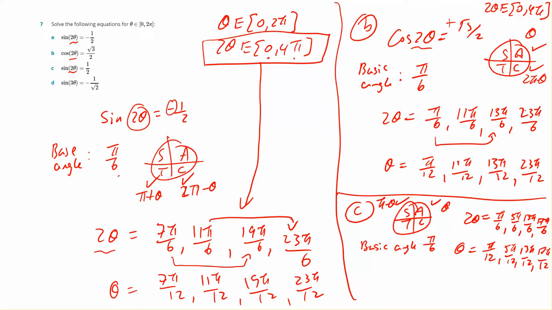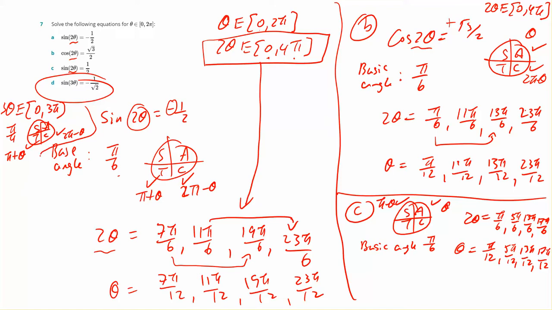Okay, and for D, it's exactly the same process, except for D, you triple the angle. So your domain would be, 3 theta is an element of 0 to 3 pi. Okay, so you can't go beyond 3 pi. Your basic angle would be pi on 4. Okay, and then you solve it. So where is sine negative? The third and fourth quadrants. So this will be pi plus theta, and this will be 2 pi minus theta.